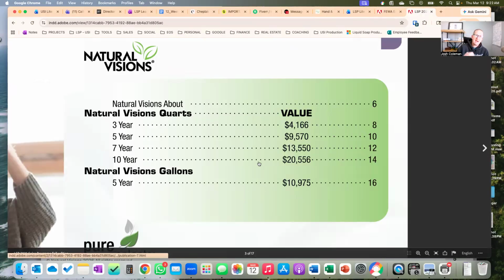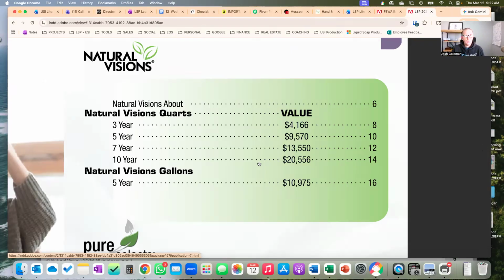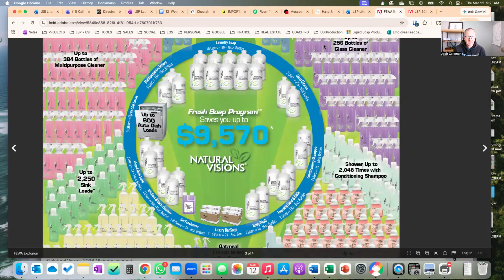Now, if you look at the entirety of the Natural Visions program, we offer 4 different programs. And there's different delivery mechanisms on this. That's not the tone of this conversation, but in the quartz program, we offer a 3-year, which has an Anyway dollar value of $41.66. We offer a 5-year, that's the one that I was talking about in this video, $95.70. We offer a 7, $13,550, and we offer a 10-year for $20,556. The way that we get there is through the units of soap that we provide on the inner circle.